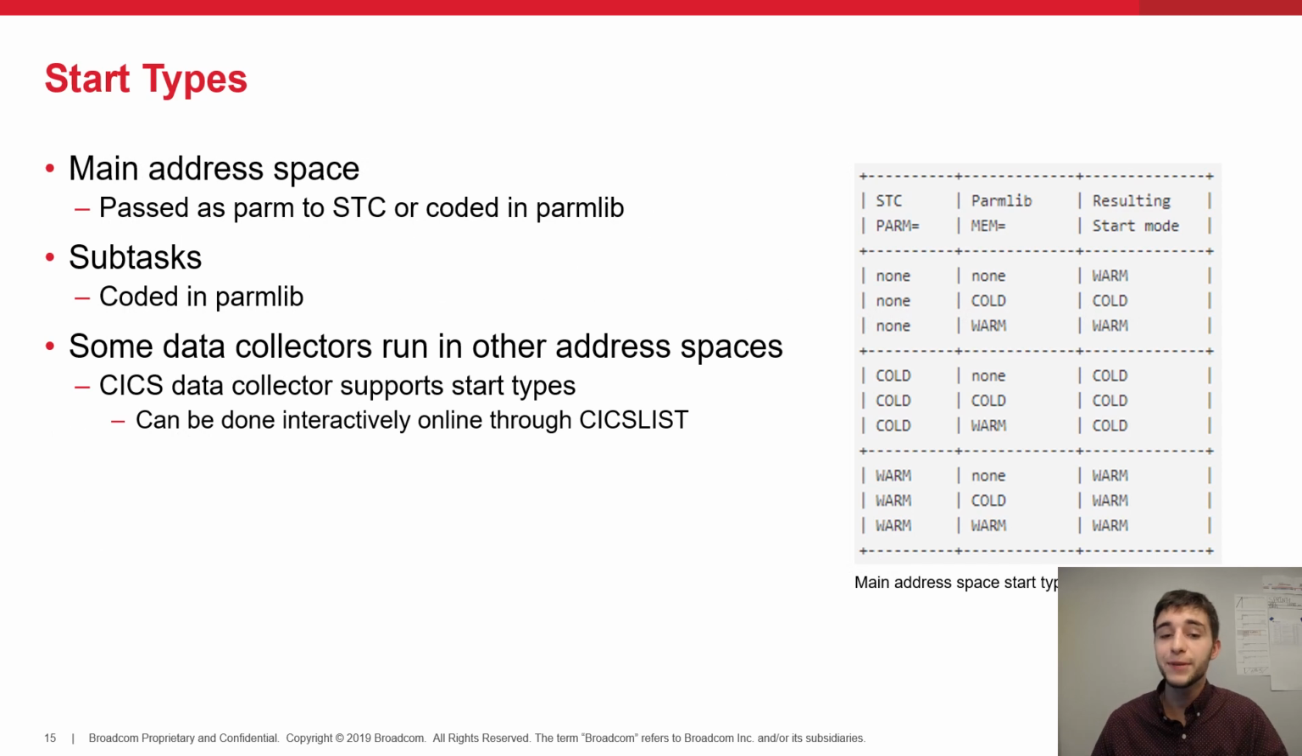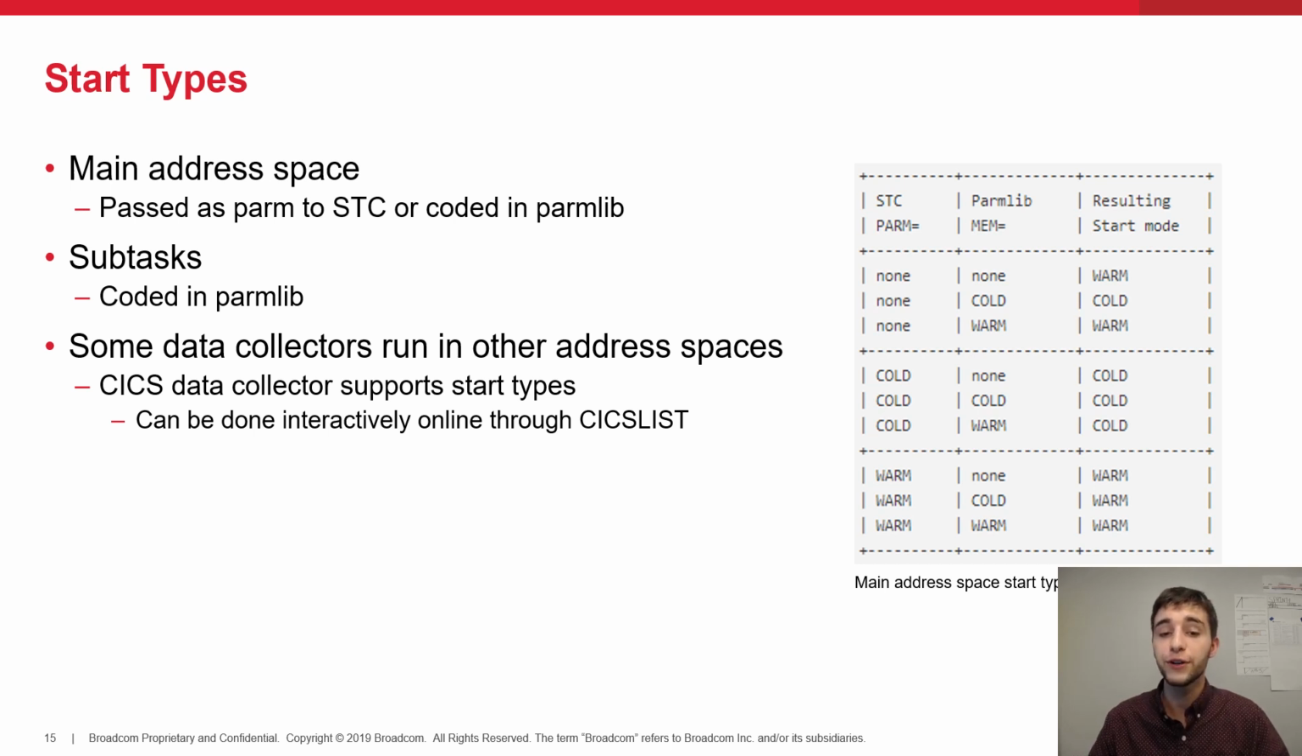The start types can be defined in different places, which can create some confusion. For example, the start type for the main address space can either be passed as a parameter to the started task, or it can be coded in a parmlib member. Taking a look at the table on the right, we can see that the started task parameter takes precedence over what is coded in parmlib. This can be quite confusing, as if somebody were unaware of every place the start type can be coded, they can see unexpected behavior. Start types for eligible subtasks are coded in parmlib members.